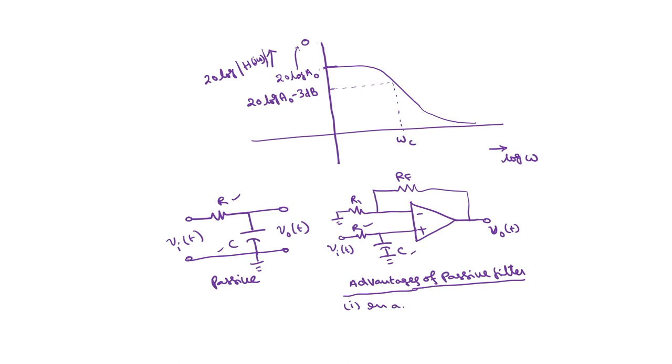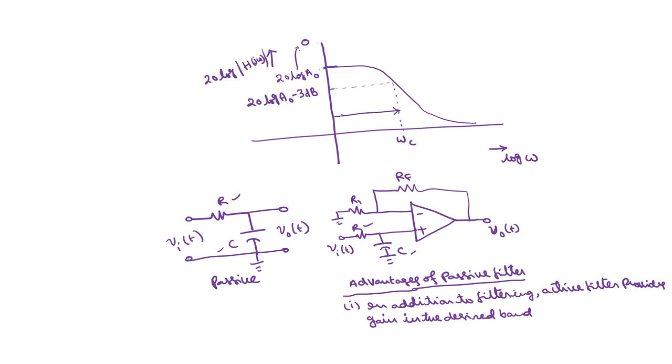in addition to filtering, the active filter provides gain in the desired band. This desired band of frequencies, 0 to fc, is called the pass band.